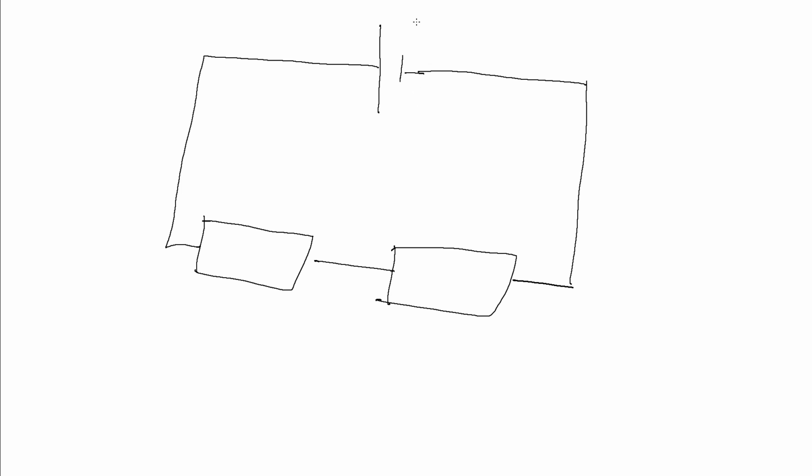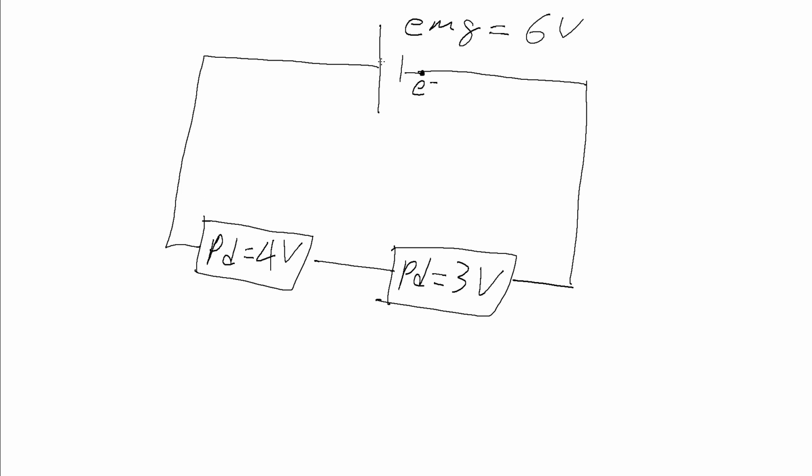And the cell has an EMF of, let's go for 6 volts. And these two resistors, regardless of the value, let's say we've measured that the potential difference across here is 4 volts and the potential difference across here is 3 volts. So let's follow a coulomb of charge coming from here, and being negative, it's going to go against the flow of conventional current, so it's going to come around in this sort of direction.